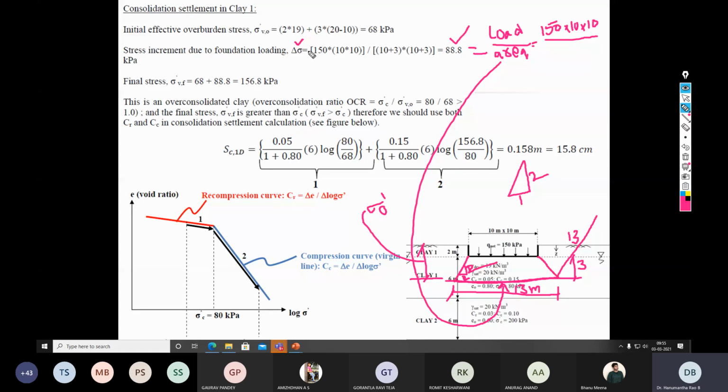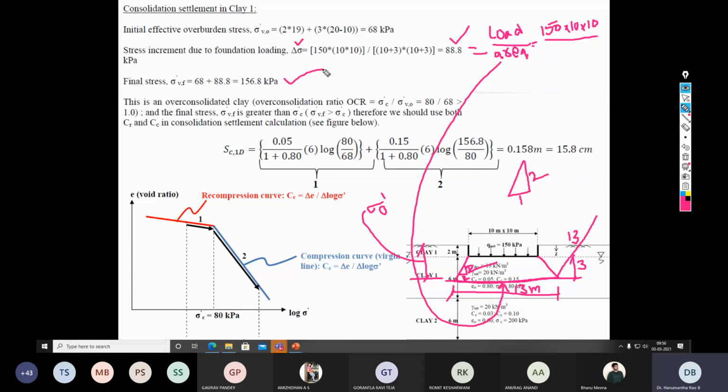So calculate the delta sigma. Once delta sigma is known, the final stress will be calculated as the summation of 68 plus 88. 68 is the weight of the soil exclusively at the middle of the clay layer 1, at a depth of 3 meter below the foundation level. Then 88 is the additional load because of the construction of the footing. So the final stress at a depth of 3 meter below the foundation level is 68 plus 88, that is 156.8 kilopascal. This is the final stress.